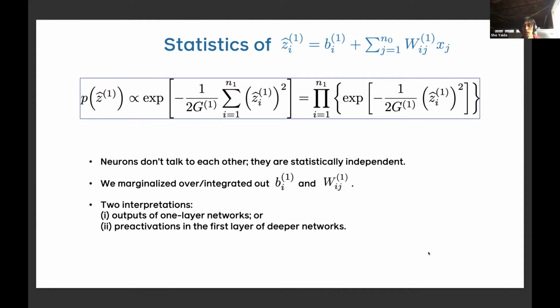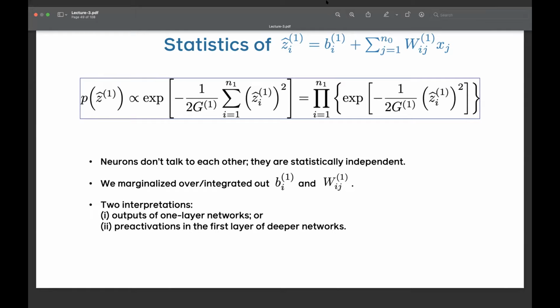No question. Cool. Yeah, sorry. What do you mean by integrated out B1 and W1? Oh, it means marginalized over. Does that make sense? We use the words integrated out because that's what you're doing, basically doing the integral over B and W's according to the Gaussian distribution. Okay, yeah, thanks.